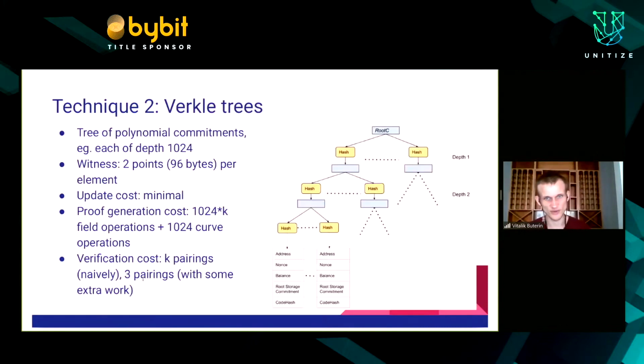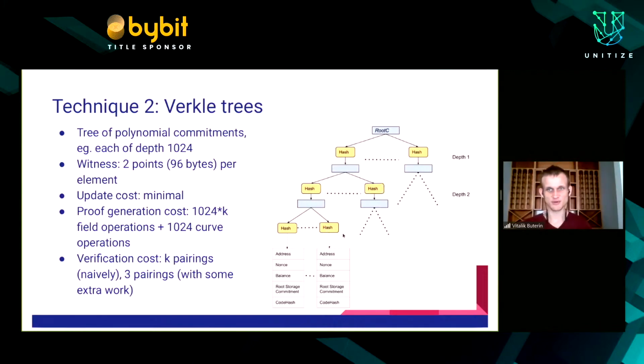Technique 2, Verkle trees. A Verkle tree is basically just a tree of vector commitments, or a tree of polynomial commitments, right? So we combine the two schemes together, and instead of having just a Merkle tree or just one polynomial commitment, we're going to have a tree of polynomial commitments. And so if you want to prove one element, you would provide that element. Then you would provide the commitments that are in the middle.